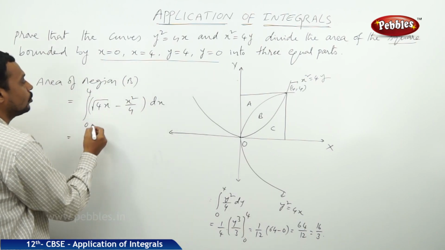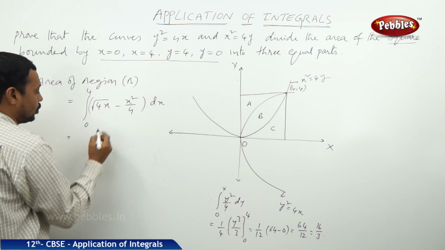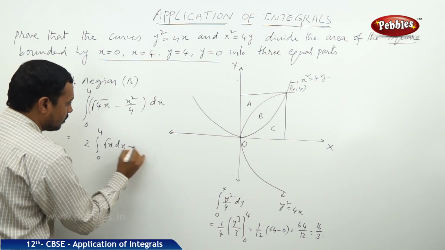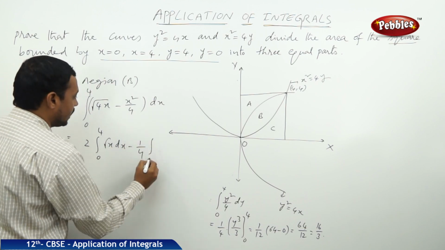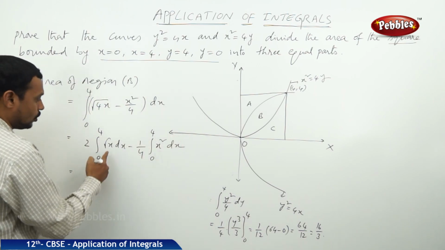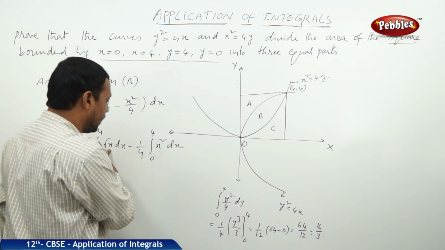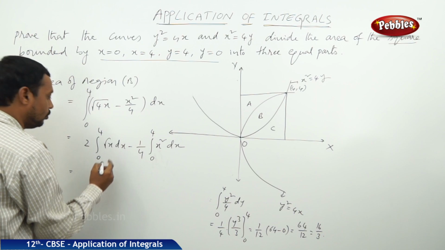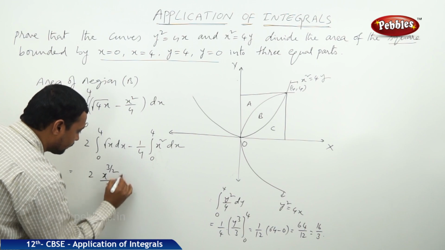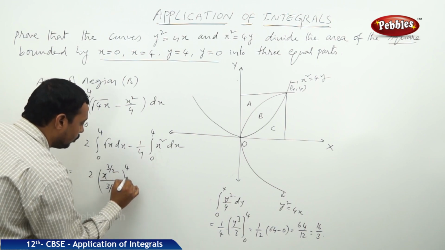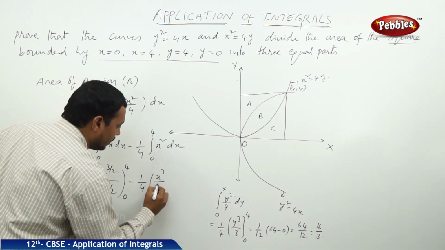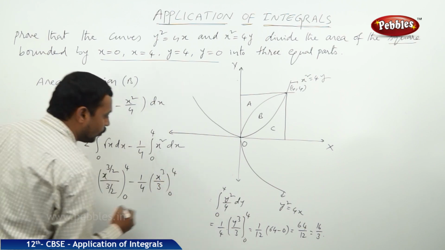Now, this is equal to, root 4 is equal to 2, integral 0 to 4 root x dx minus 1 by 4 into integral 0 to 4 x square dx. Root x means what? It is x power 1 by 2. Integral of x power 1 by 2 is equal to x power 1 by 2 plus 1, 3 by 2, by 3 by 2 in the limit 0 to 4, minus 1 by 4 into integral of x square is x cube by 3 between the limit 0 to 4.